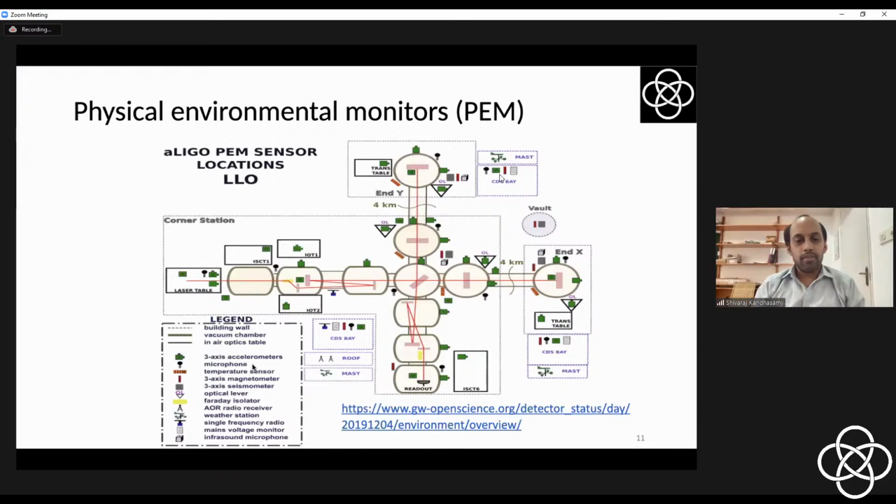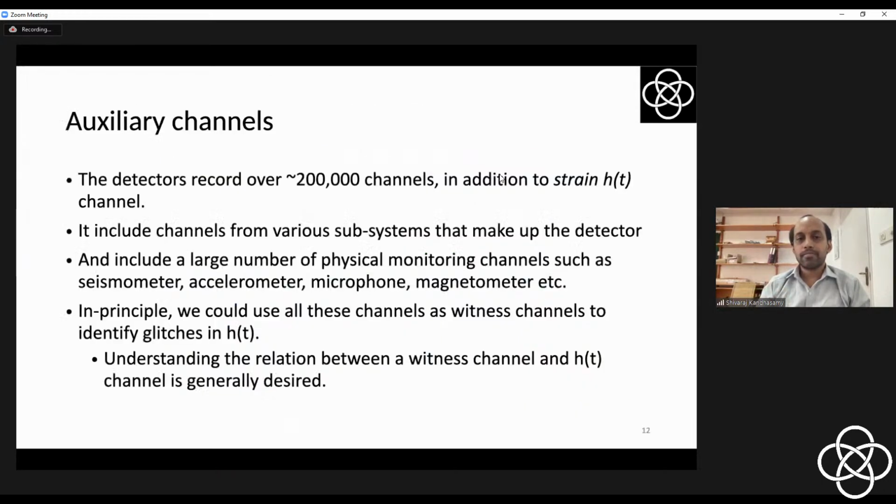As I said, you have accelerometer, microphone, temperature sensors, magnetometer, seismometer, and also voltage monitors, to see whether there is power fluctuation in the power that's coming to the site. Also an infrared low frequency microphone. So there are many different sensors that we have placed, so we continuously record the data from these sensors along with the data from the output of the interferometer, which is sensitive to gravitational wave signal. So in principle, we can use all these channels as witness channels to eliminate any spurious gravitational wave-like signal in our data.